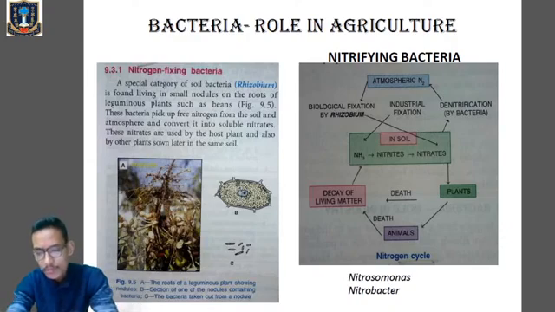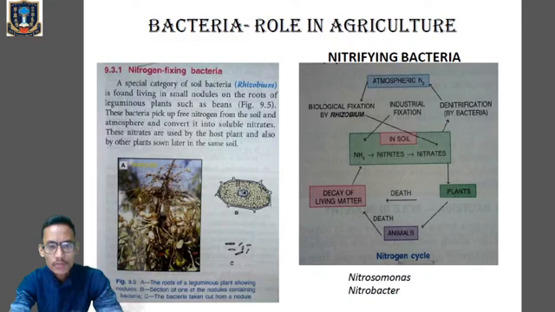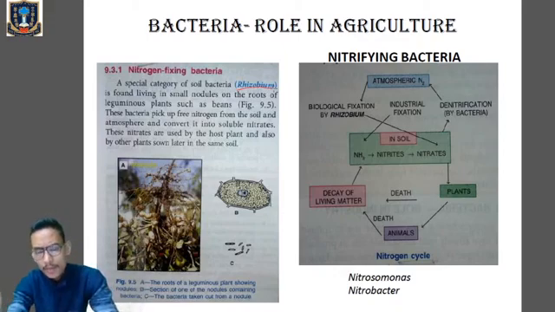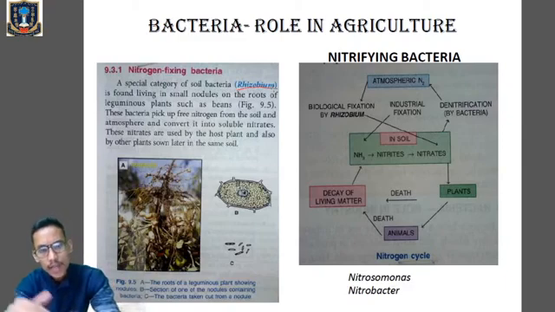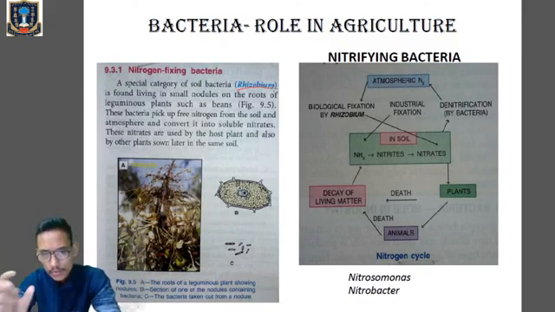So those bacteria like Rhizobium, which you can see over here, which are present in the root nodules of leguminous plants, pick up or absorb the free nitrogen from the air in the soil, and convert this nitrogen into nitrates, and these nitrates are used up by the host plant in which the Rhizobium are present.